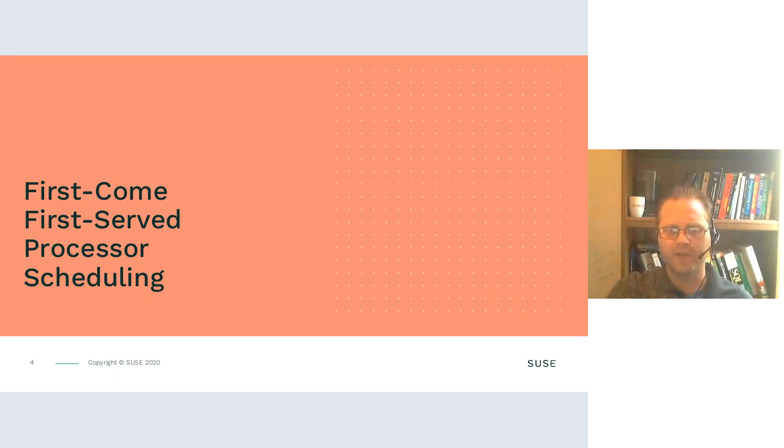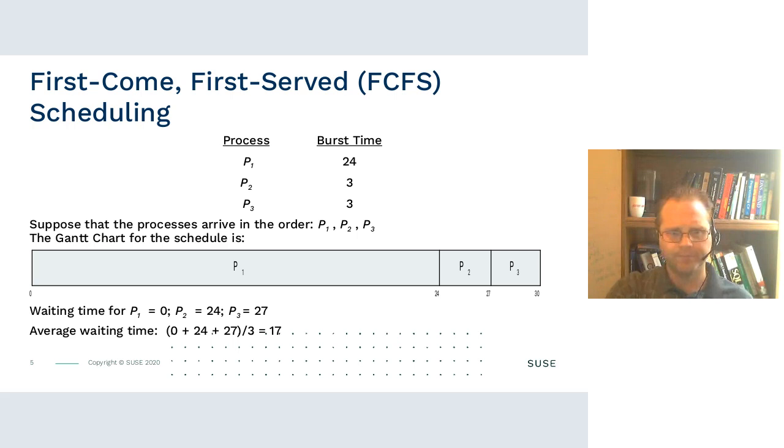The first-come, first-served scheduling algorithm is the simplest of all the scheduling algorithms. First-come, first-served simply queues processes in the order that they arrive in the ready queue. Supposing three processes arrive with burst times of 24, 3, and 3, we can see that the arrival order of the processes affects the overall waiting time. P1 arrived first, so it will run to completion before the shorter processes P2 and P3 are executed. The average waiting time here is 17 clock ticks.